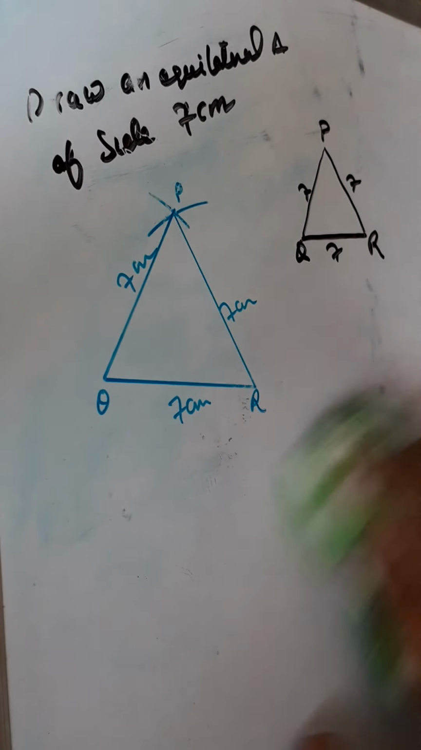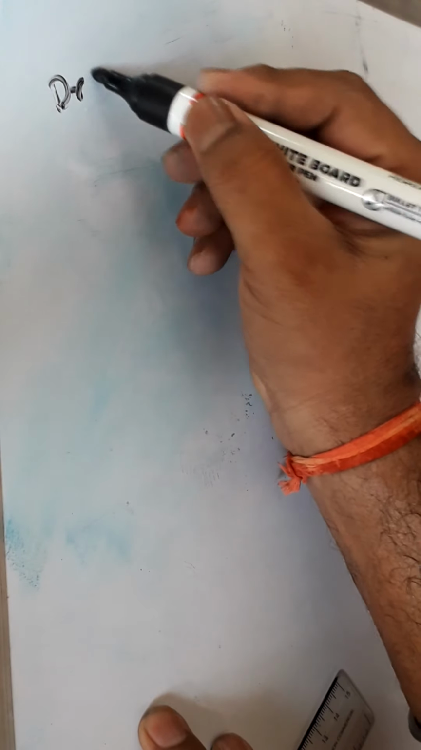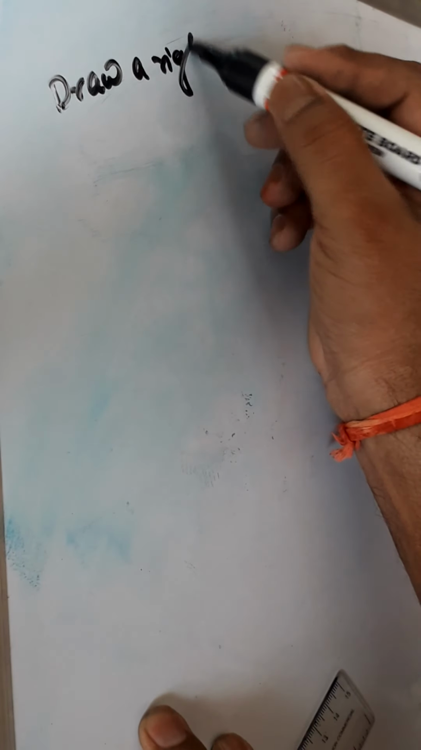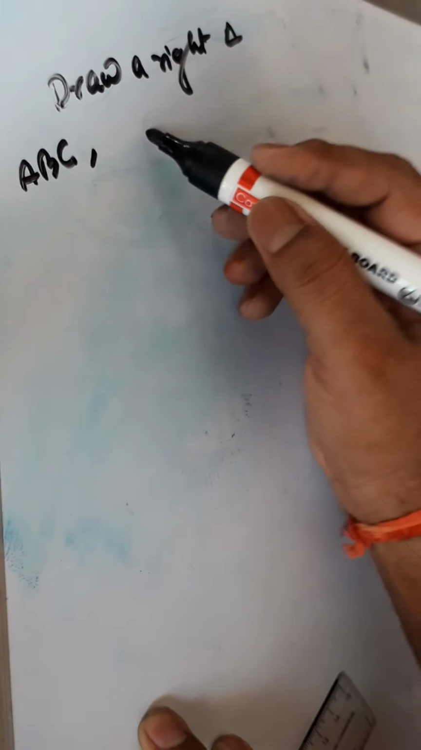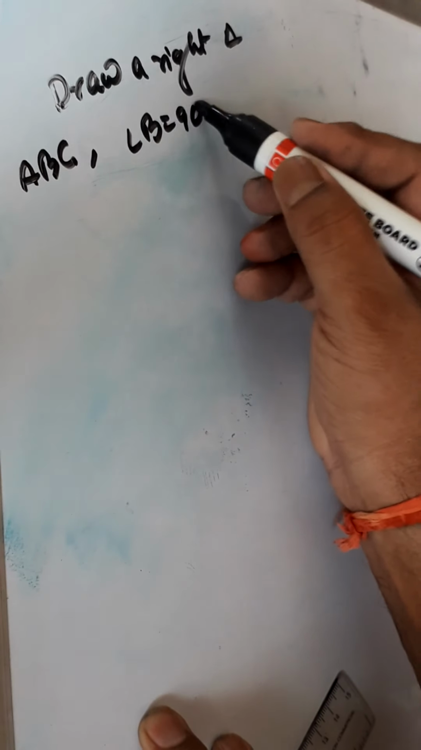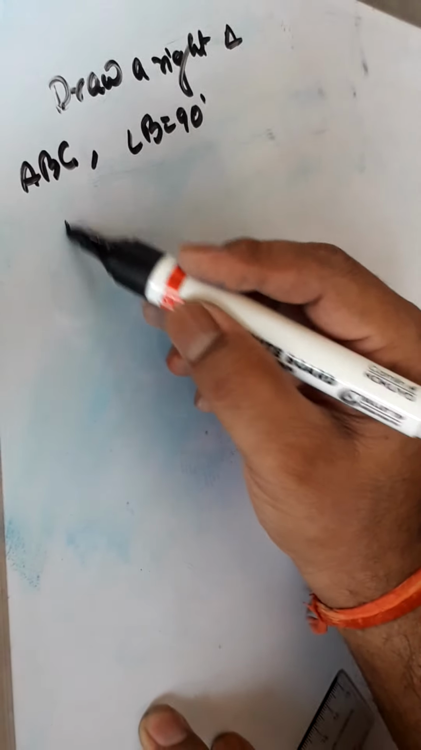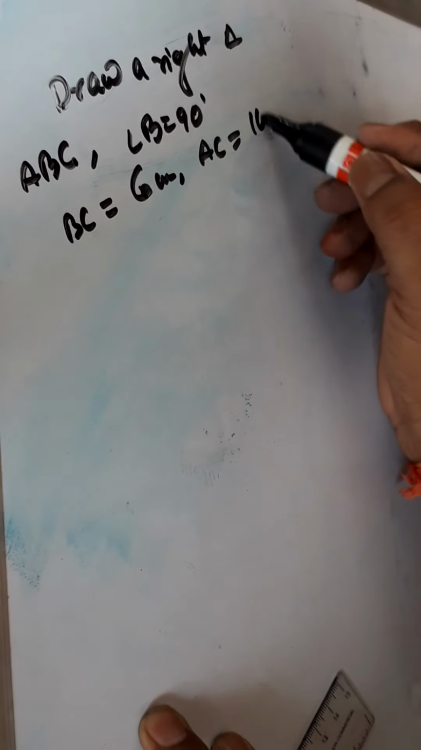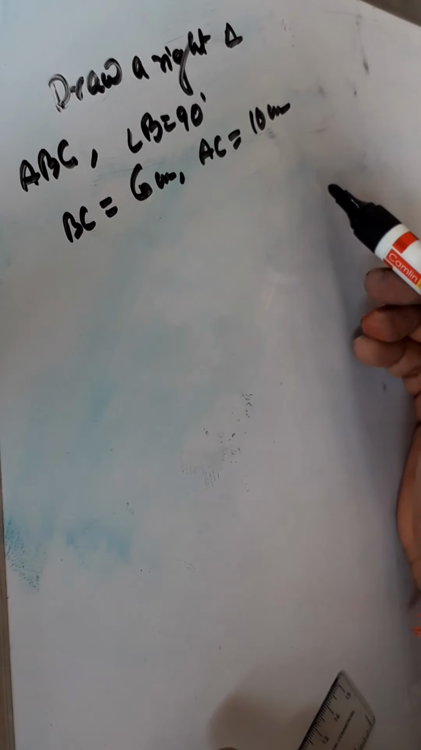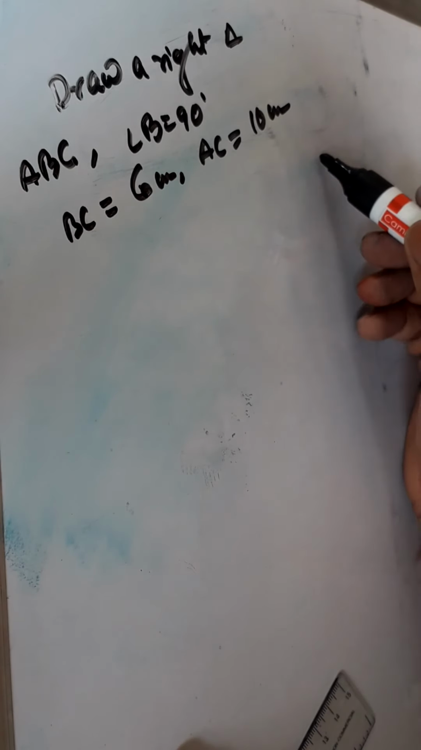Now, our third construction. Here, we have to construct a right triangle ABC with angle B equal to 90 degree, BC equal to 6 centimeter, and AC equal to 10 centimeter. Let us start. First, let us see the rough figure. It will be like this.